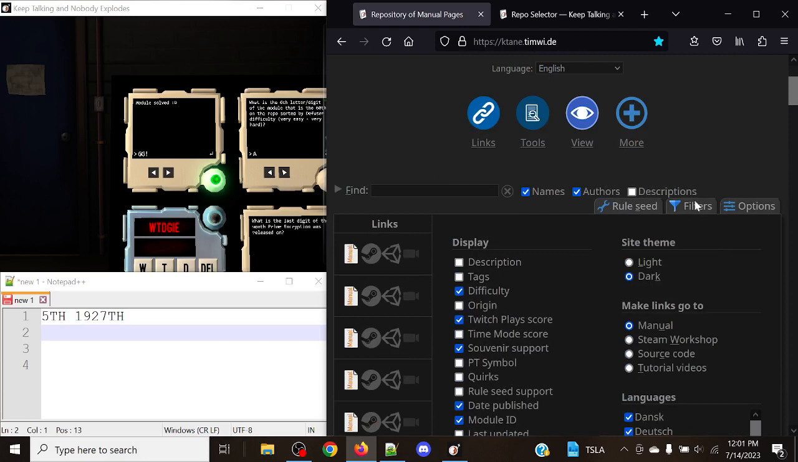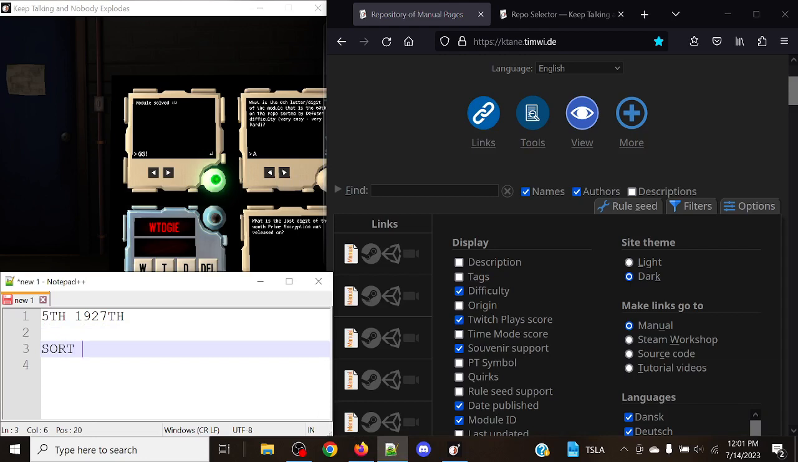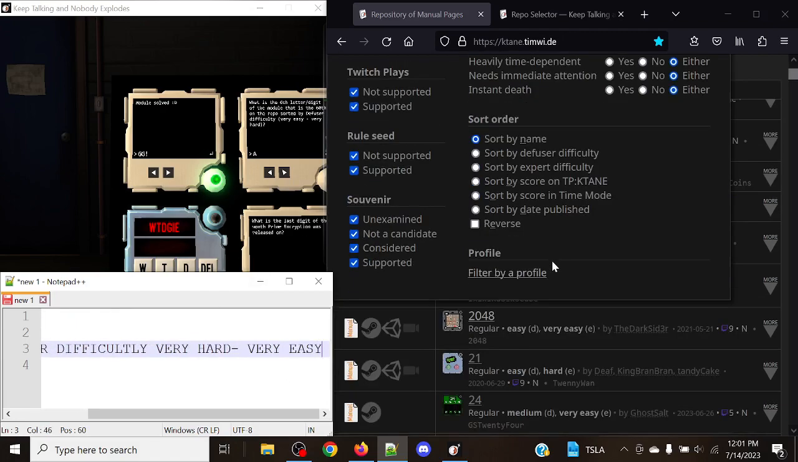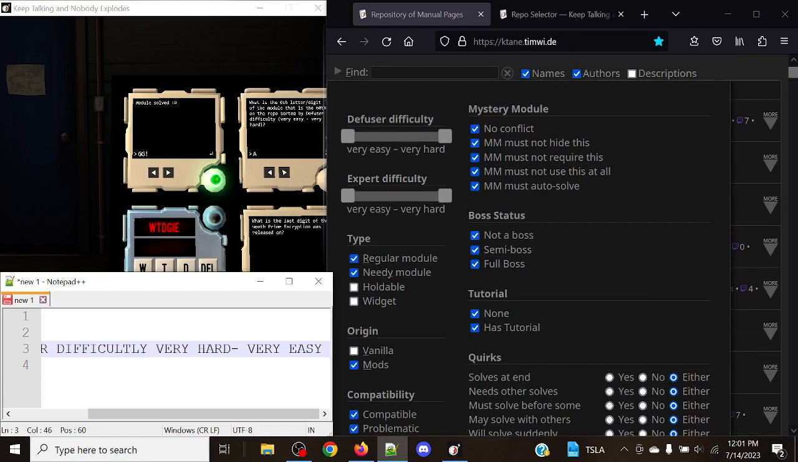And then what we can do is, there was another filter that I had to do. It was sort by diffuser difficulty, and it was very hard, very easy. And effectively, all we have to do here is very simple. So first things first, if we take a look here, the diffuser difficulty is always going to be in the very easy, very hard range at default. So it's always going to have everything that possibly can happen.